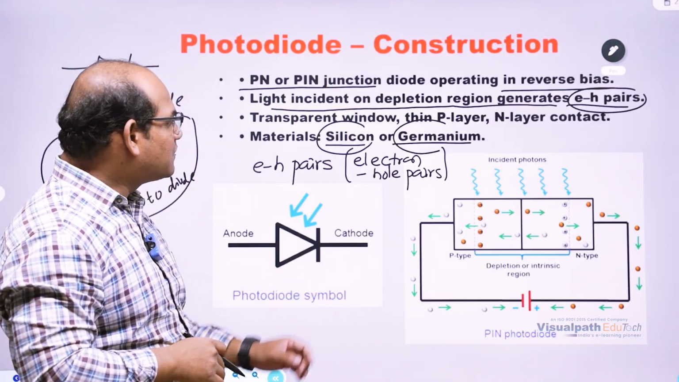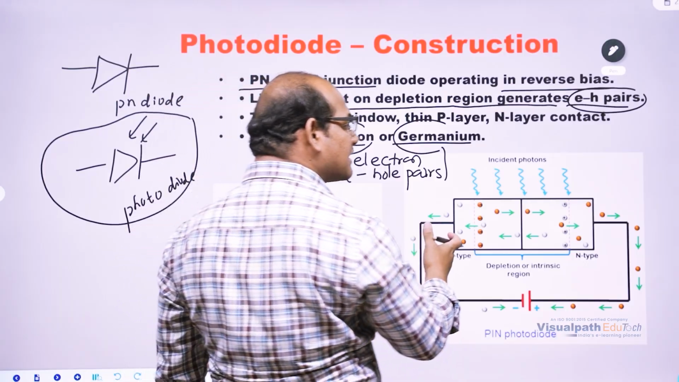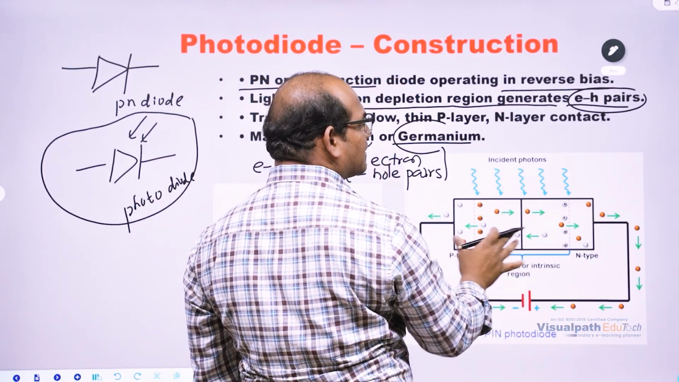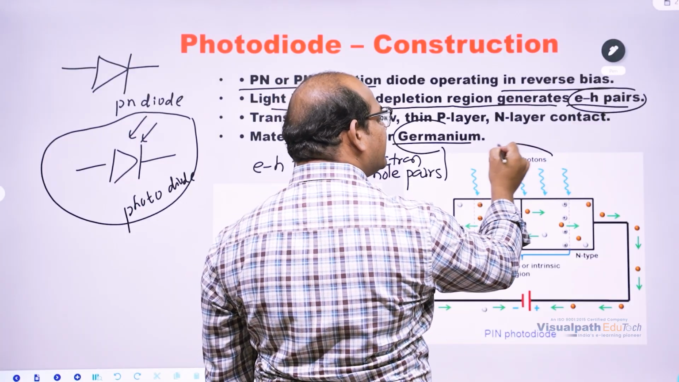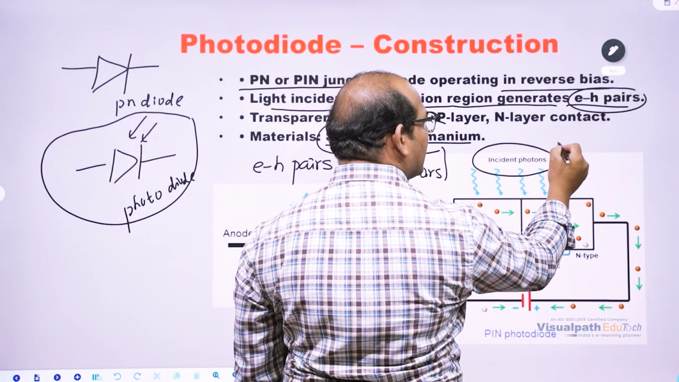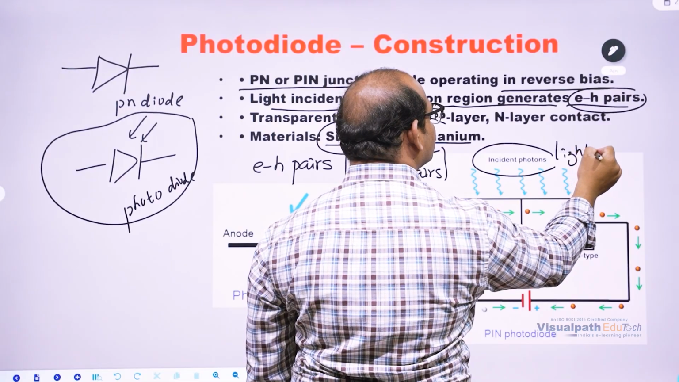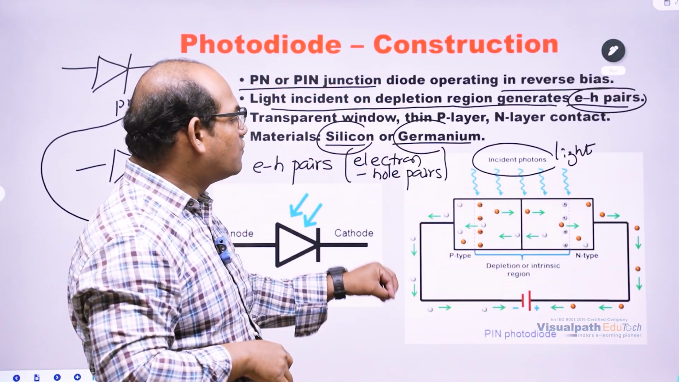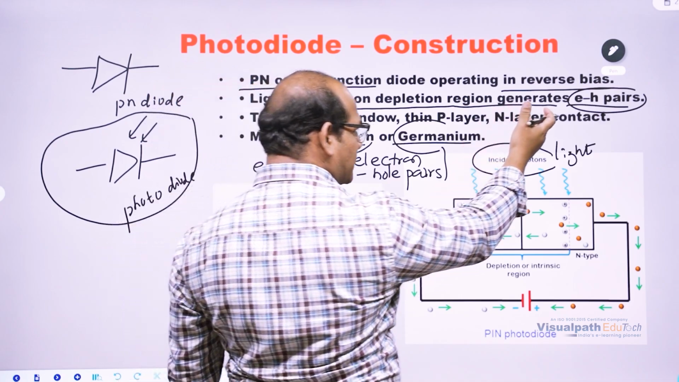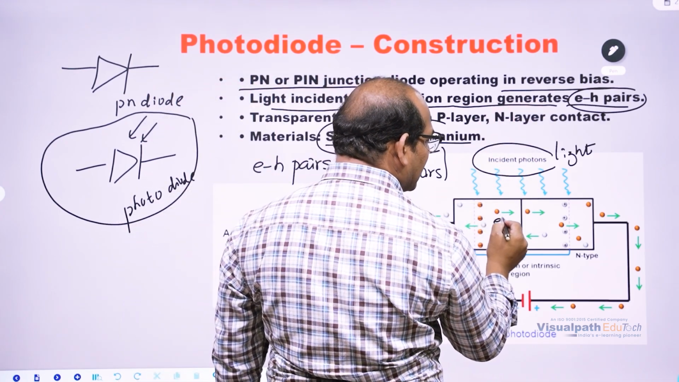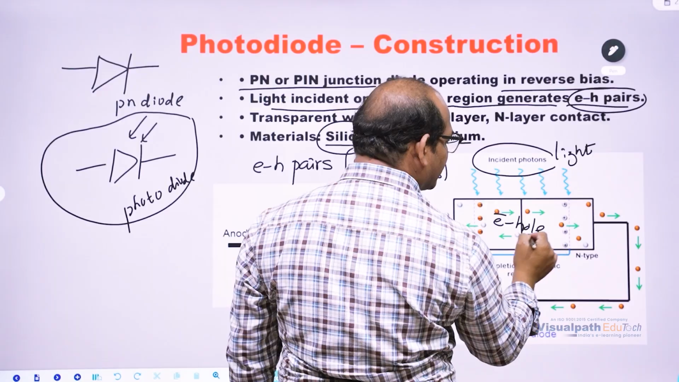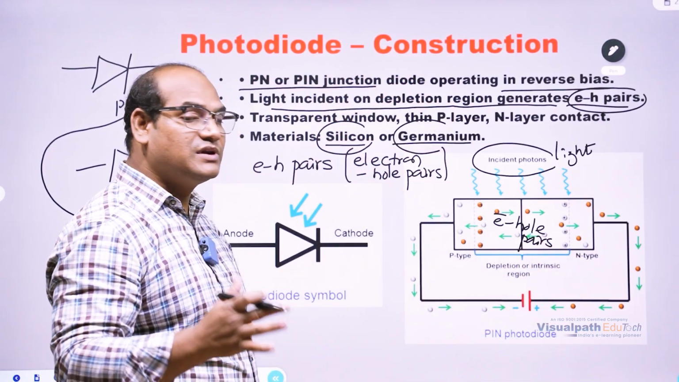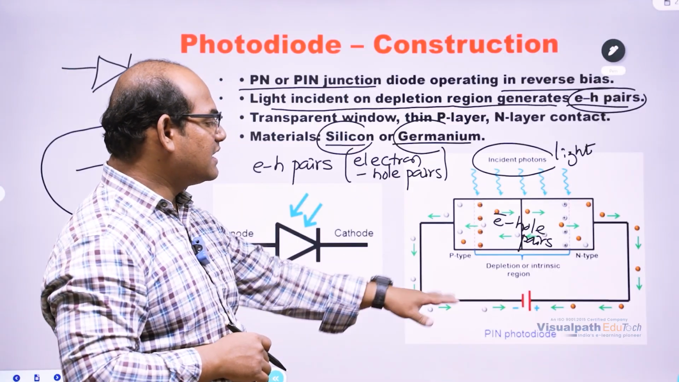Next, if you see this structure, how the electron hole pairs are created is available in this diagram. Here you see incident photons. Photons are nothing but light. So we need to incident the light on the depletion region of this photodiode. Then, as per this statement, electron hole pairs will be created. And whenever electron hole pairs are created, then current will be flowing through this diode.